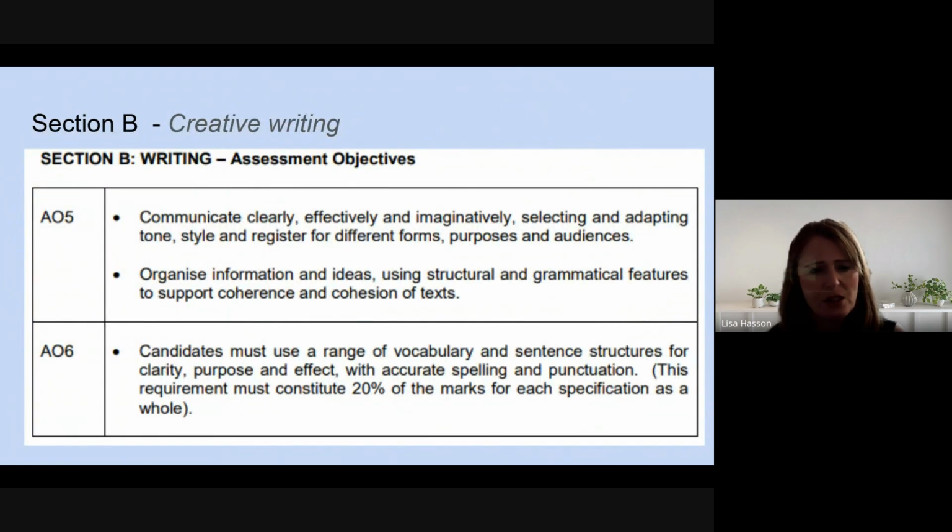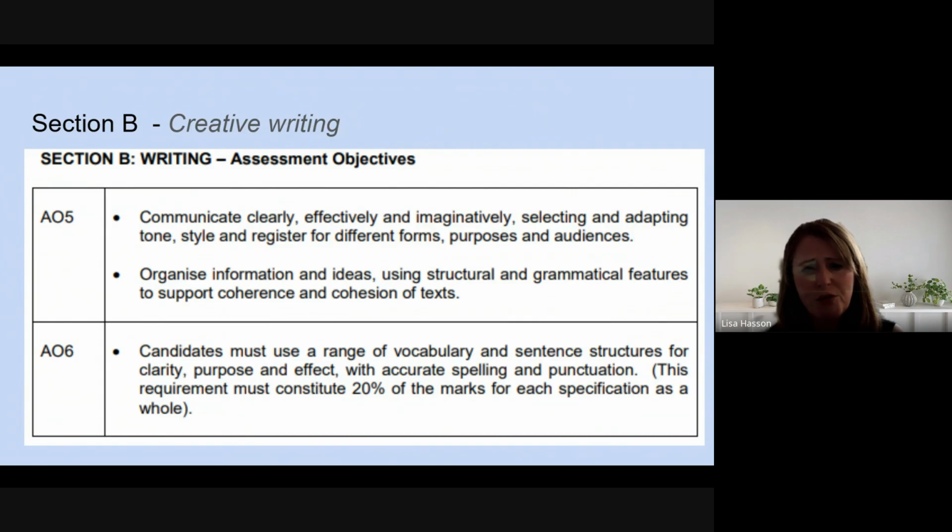And these questions are tested on assessment objective 5 and 6. That's exactly the same as any exam board that you would look at. It's also exactly the same assessment objectives as you were tested on in paper 1. So what we're testing here is our ability to communicate clearly, effectively, and imaginatively. And I would definitely highlight the word imaginatively here, because that's the difference, perhaps, that's more emphasized between this and the previous paper. You are going to select and adapt your tone, your style, and your register.